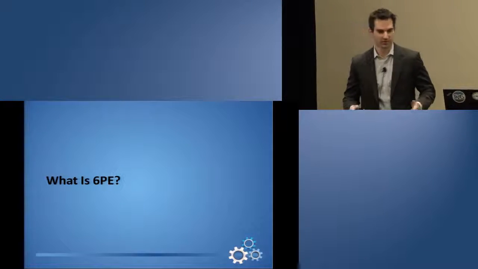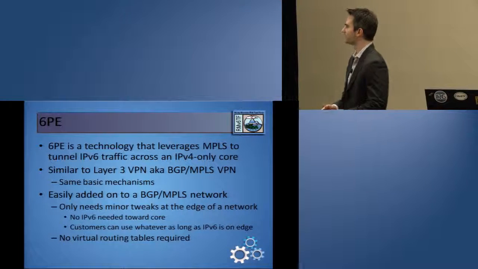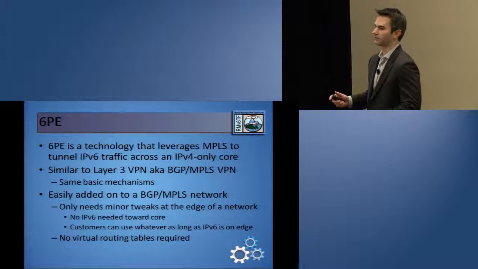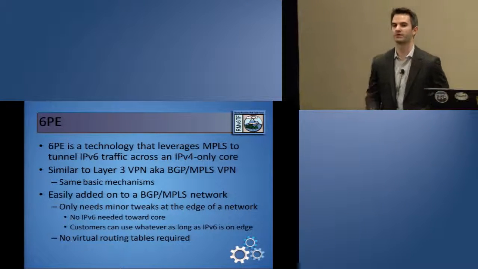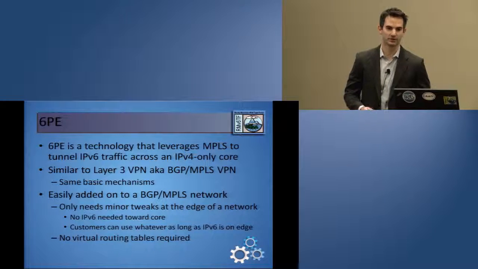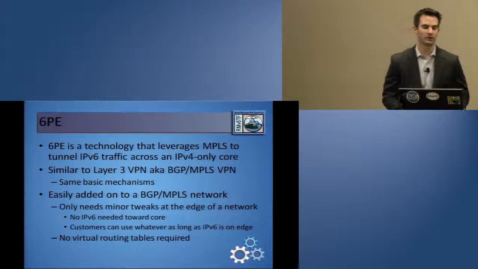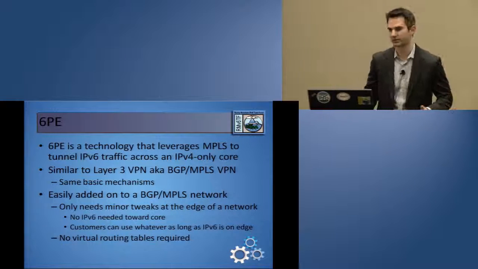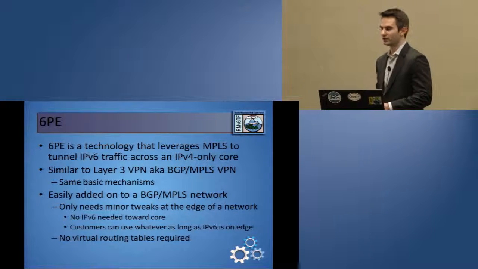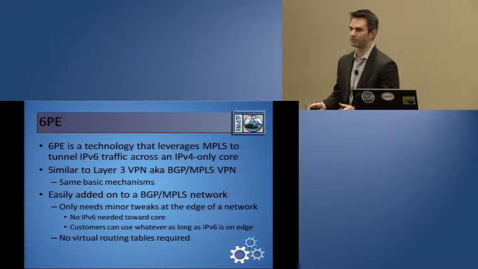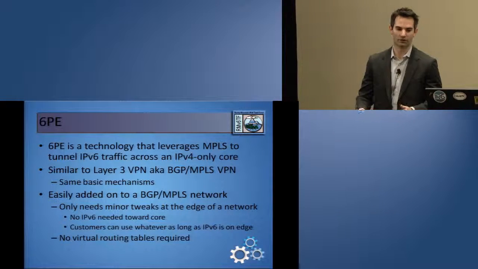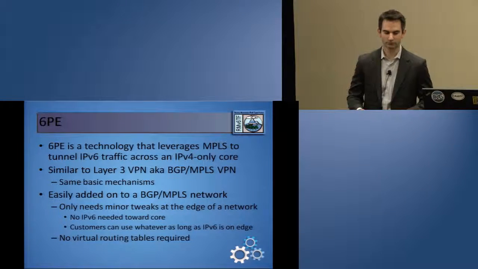So starting off with, what is 6PE? What am I talking about here? Well, very simply, it's a technology that leverages MPLS and BGP to tunnel IPv6 across an IPv4 only core. Or maybe I can expand that to say you may have IPv6, but generally you're utilizing IPv4 in the core to take care of IPv6.